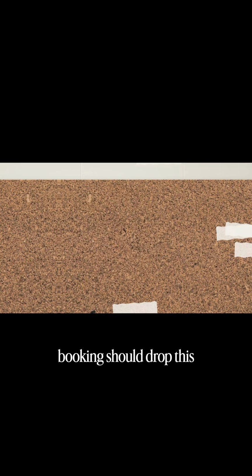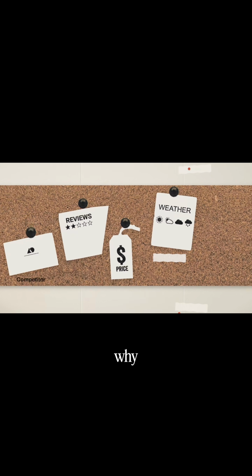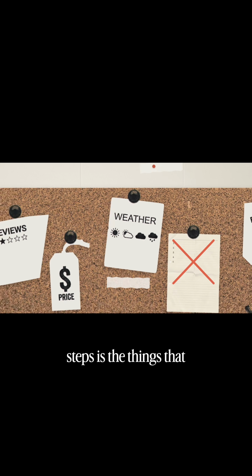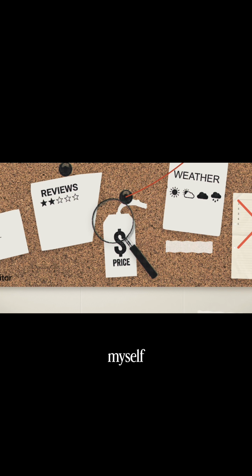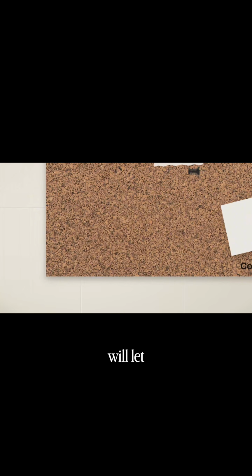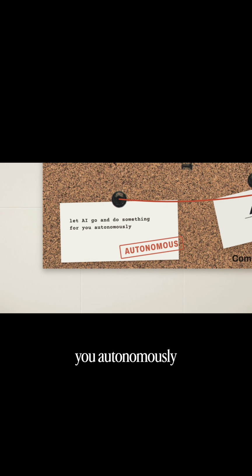For example, say my bookings drop this month and I don't know why. I cannot give you the steps for that because it's very open-ended, because the steps are the things that I'm actually looking for myself. I'm doing my own research on why my bookings dropped this month. So this is where you will let AI go and do something for you autonomously.